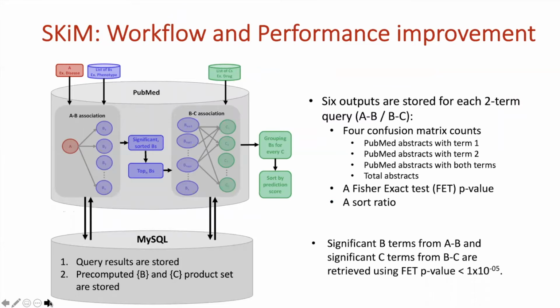SCIM is an LBD system. Actually, it is a generalized system which is applicable to a wide range of biomedical queries. On the left side, you see the workflow. First, it takes an input A term and it finds a list of significant Bs for that A term. Then it takes the top n Bs, where n could be any number. Then for every B, it finds the C terms. Finally, it groups the B terms for every C term, then sorts them on a prediction score.